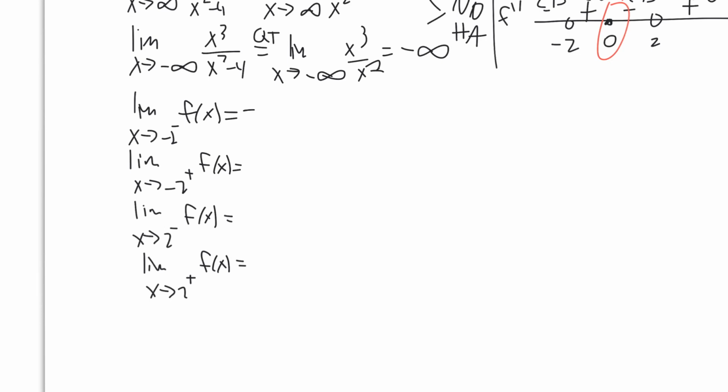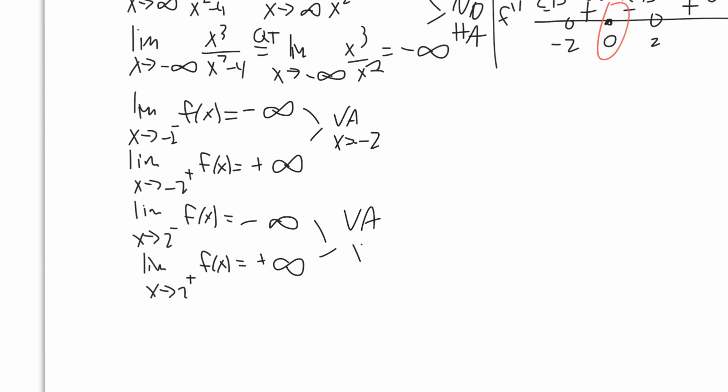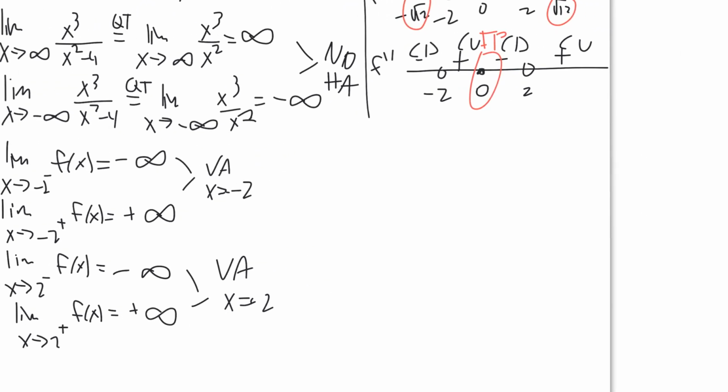So here we have negative infinity, positive infinity, negative infinity, and positive infinity. So this gives us a vertical asymptote at x equal to -2. And this gives us a vertical asymptote at x equal to +2. We also need to find all the coordinates, and we need to write the increasing and decreasing. So we'll write the increasing and decreasing next. So where is it increasing, decreasing, concave up and concave down?